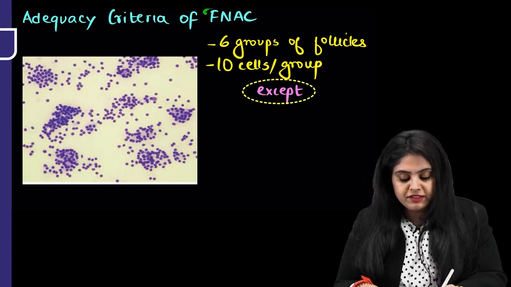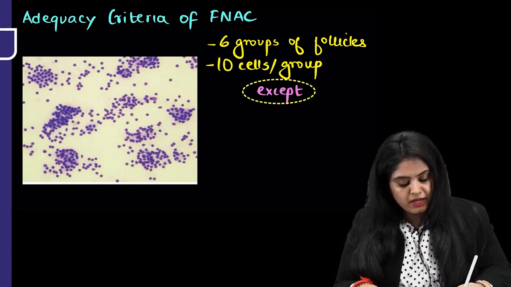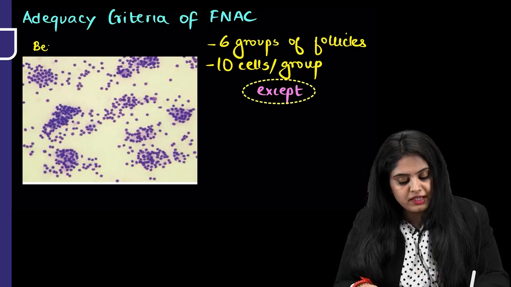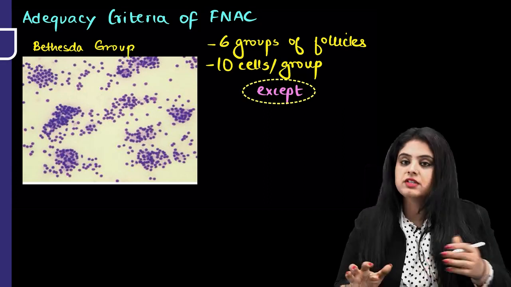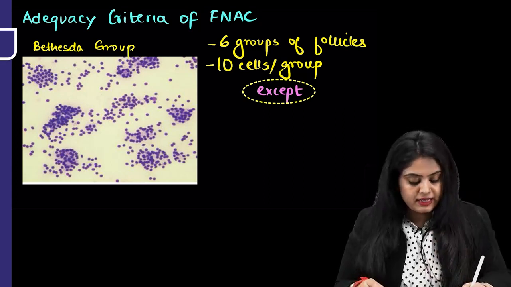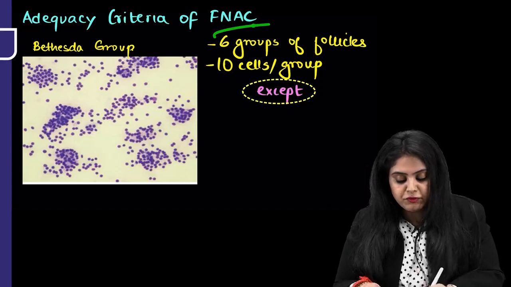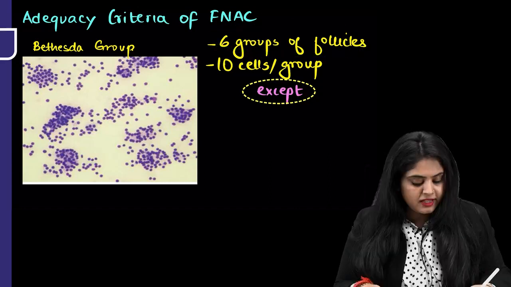So when you're doing an FNAC, this adequacy criteria has been given by an organization that is referred to as the Bethesda System of Organization. So the Bethesda group has given this entire adequacy criteria, and they say that at least 6 groups of follicles. So let me count this FNAC slide.